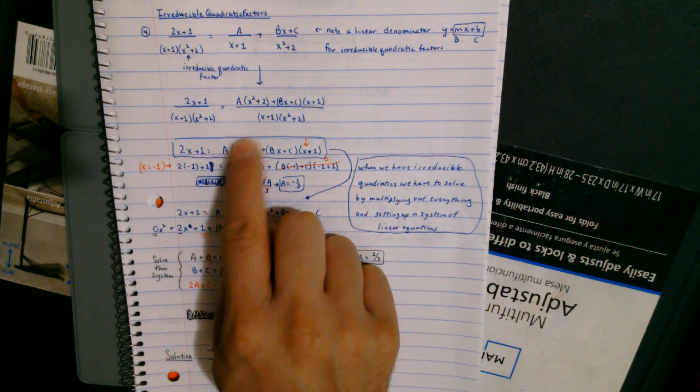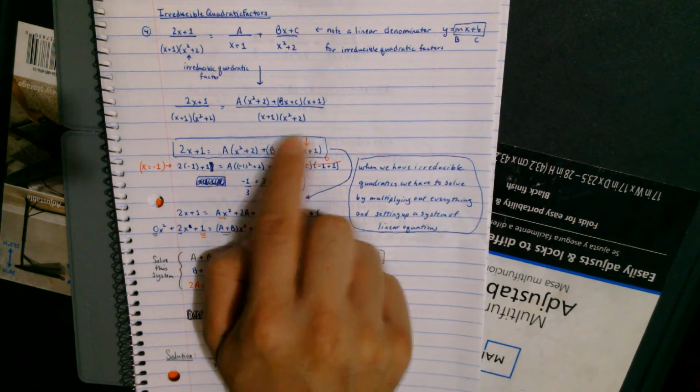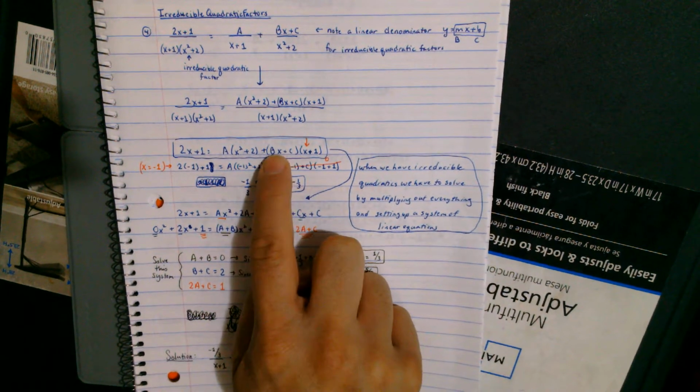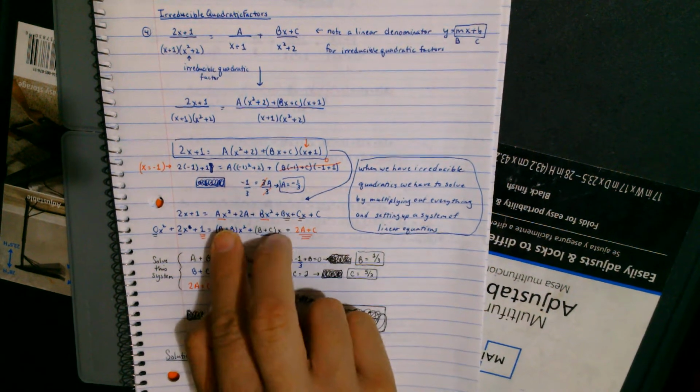Essentially, I'm going to distribute to ax squared plus 2a. Then I'm going to essentially what's called FOIL. I'm going to multiply all this out. You get bx squared plus bx plus cx plus c. And then I'm going to combine the like terms.